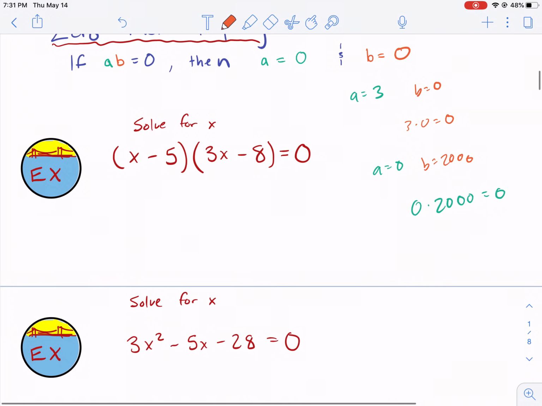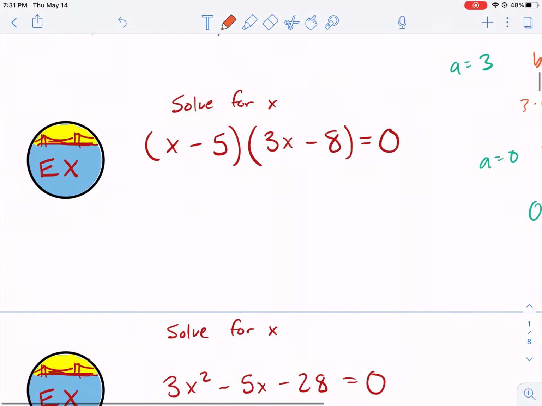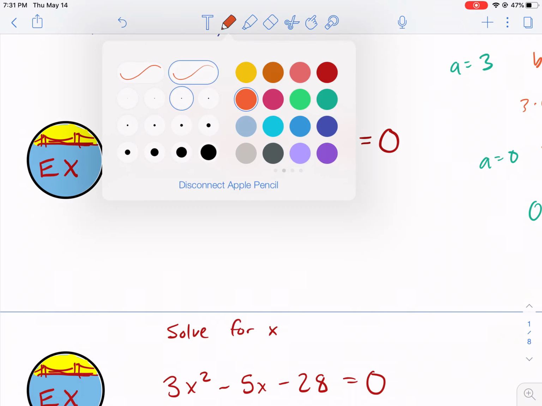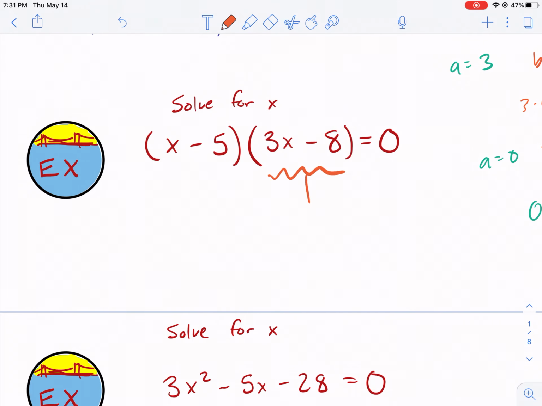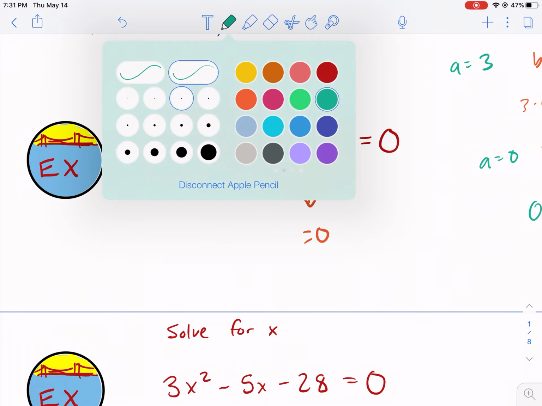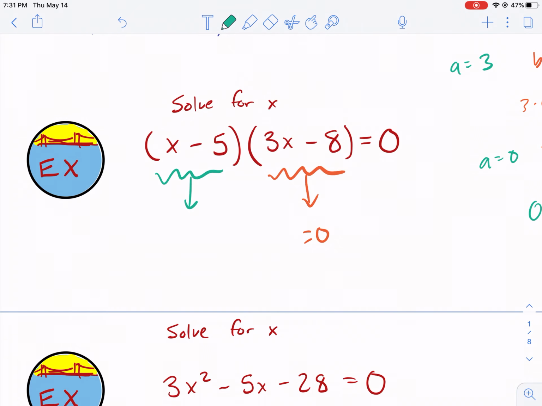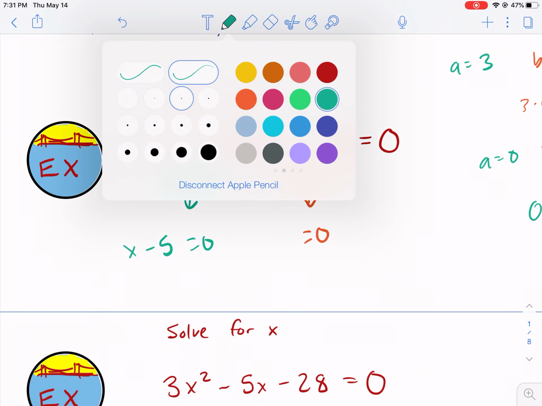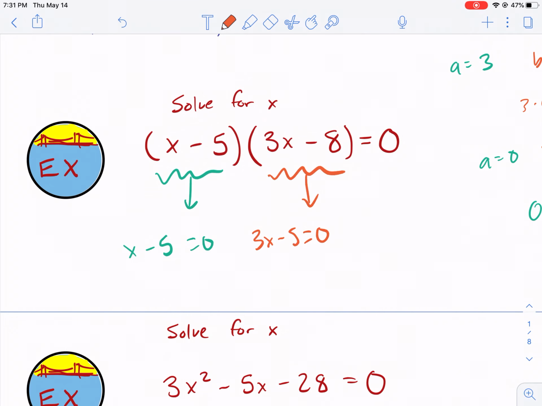This is very useful for when we have parentheses. It says solve for x here. Well, using the same principle we just learned, if this parenthesis equals 0 or this parenthesis equals 0, then these will make a true statement because it's equal to 0 on the other side of the equal sign. All we have to do from here then is set x minus 5 equal to 0, and then 3x minus 8 equal to 0. And then we solve for x, and we can figure out what values of x make each parenthesis go to 0 so that it makes a true statement.